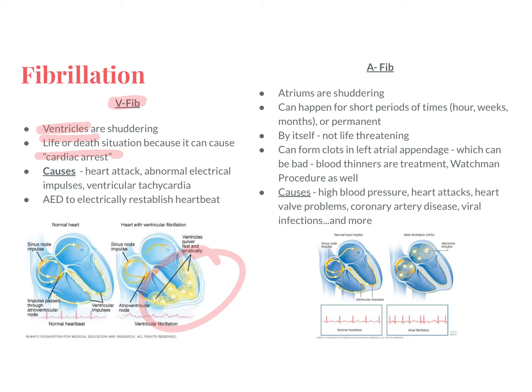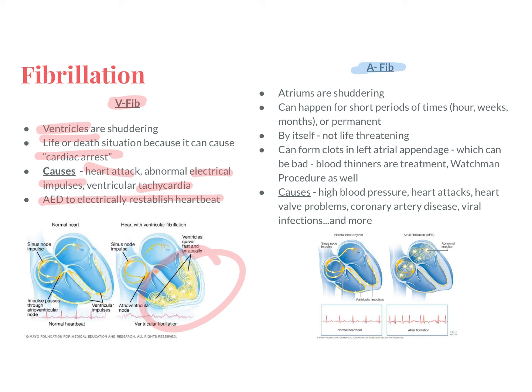VFib, when the ventricles start shuddering, could be caused by a heart attack. It could be abnormal electrical impulses, tachycardia. Really, the only treatment for VFib or cardiac arrest is an AED to electrically reestablish the heartbeat. And Miss Melzer is actually going to come to us next week and talk to us a little bit about AEDs and just how they're used.